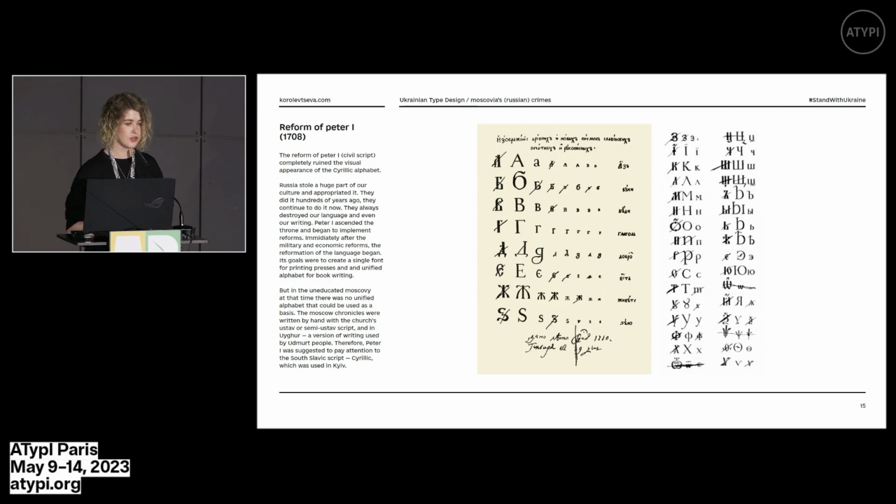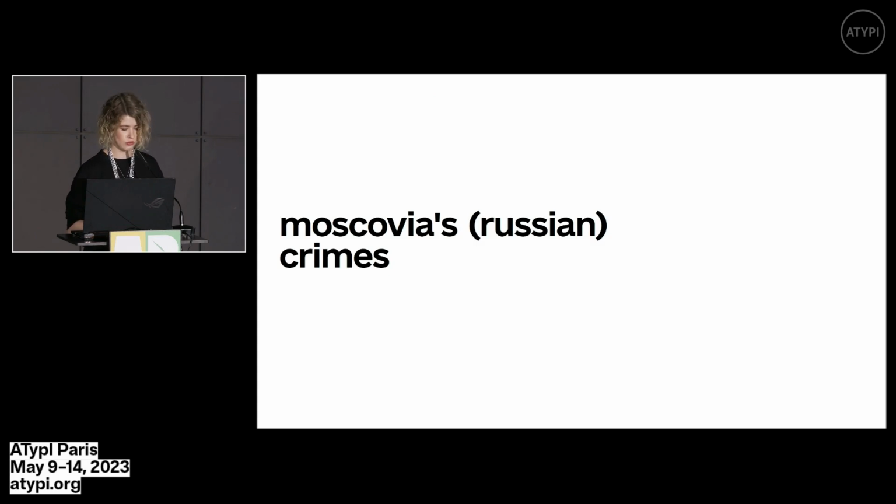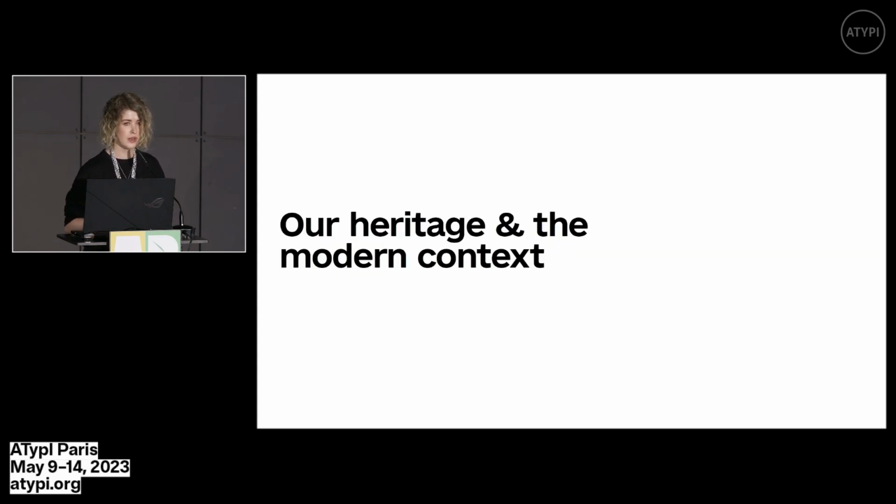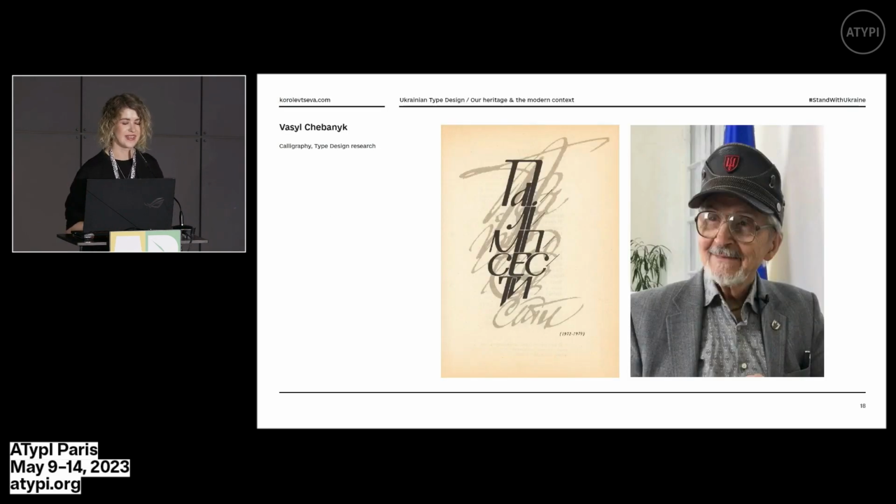And now I would like to talk about how Ukrainian type designers are trying to revive our heritage, and in the modern context, how we use our roots, our history. In this picture, you can see Vasil Chebanik. He's a professor, calligrapher. He's almost 90 years old, he's 89. And on the left picture, you can see his beautiful calligraphy for a book cover.